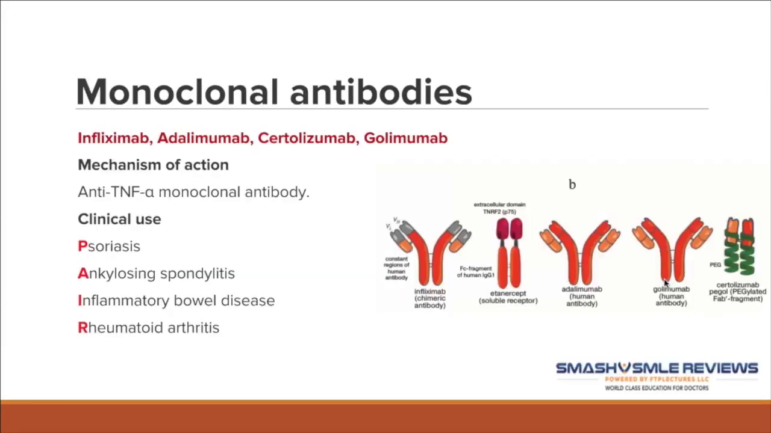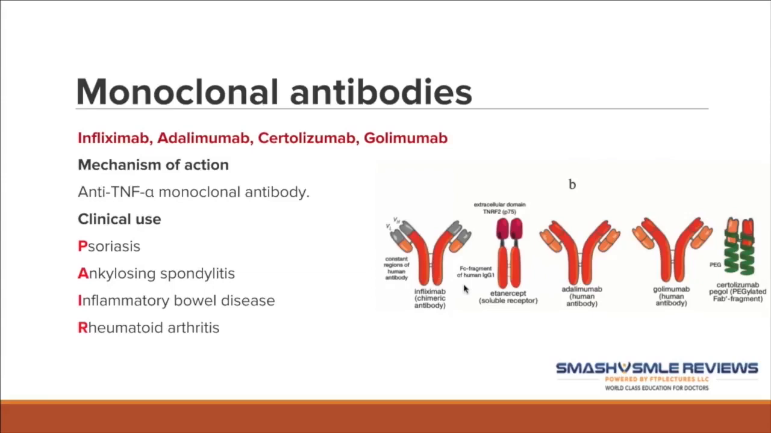Now let's take a look at monoclonal antibodies. Well, as you can look at the word, mono means one, clonal means basically cloning single antibodies, right? So these are basically antibodies. So we've got infliximab, adalimumab, certolizumab, and golimumab. Well, their mechanism is actually pretty straightforward. Whenever you see the word mab, mab basically stands for monoclonal antibody. So on the board exam, once you see mab, you know we're talking about monoclonal antibody. So it's pretty straightforward. But what they do is they are anti-tumor necrosis factor alpha monoclonal antibodies.